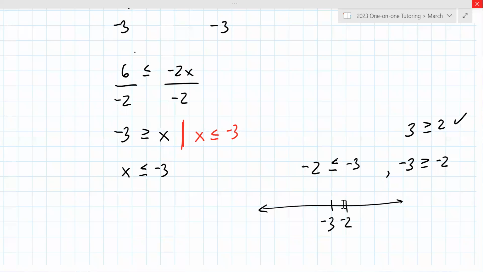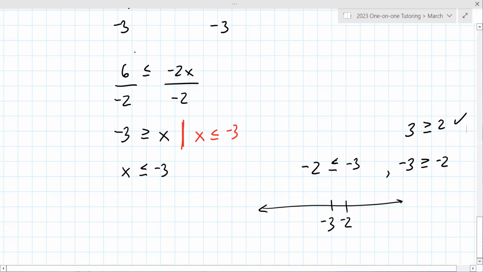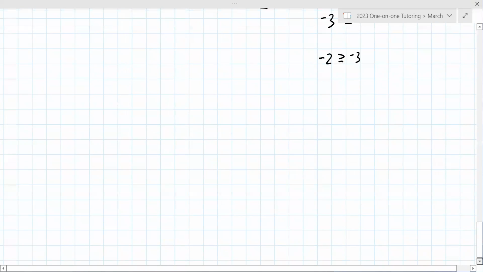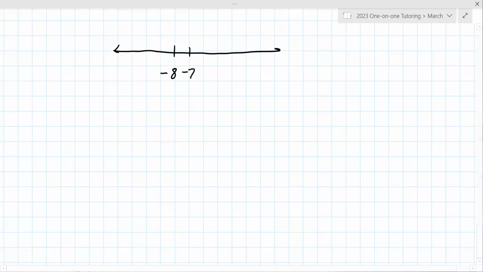So I would suggest, if you're really unsure, you draw the number line and then you say, okay, -2 is greater than or equal to -3. You go from the number line and see if that's what it actually is. So let's try that real quick. Maybe that will help here. Let's just pick two numbers, -8 and -7. I want you to write an inequality between those two, whichever one feels the most correct to you.